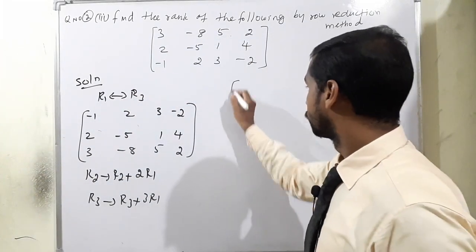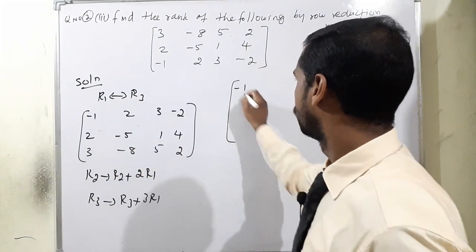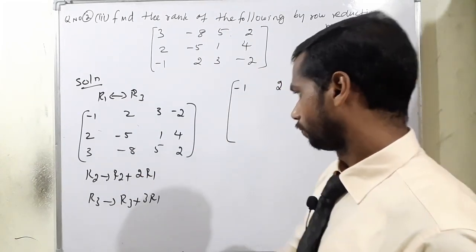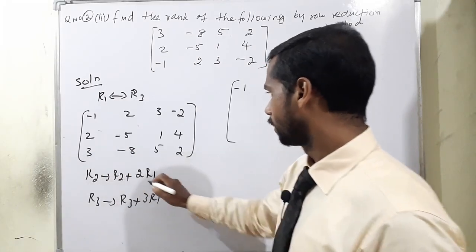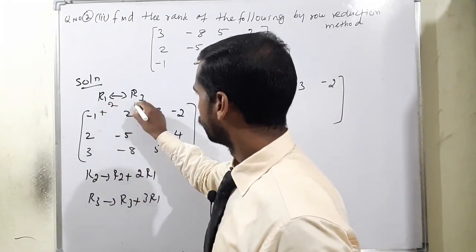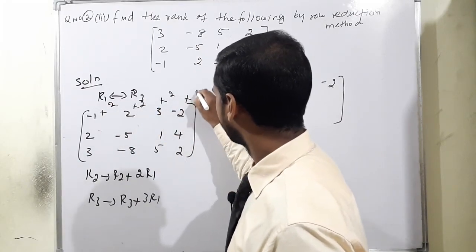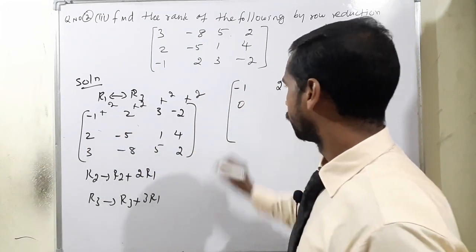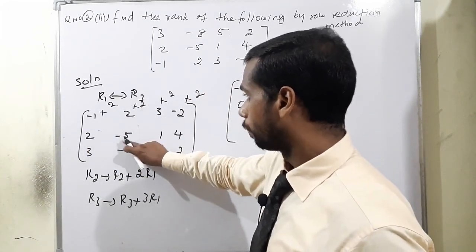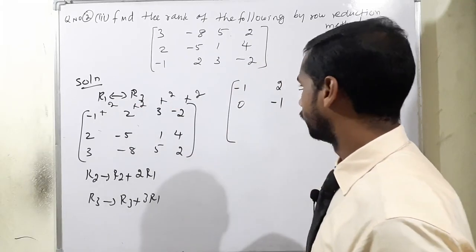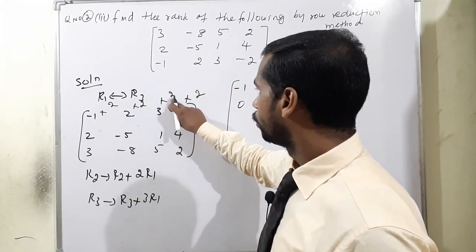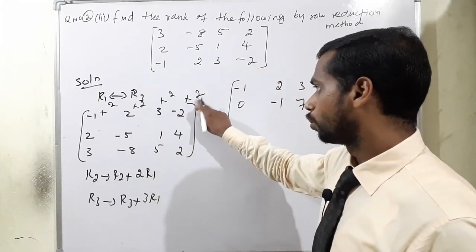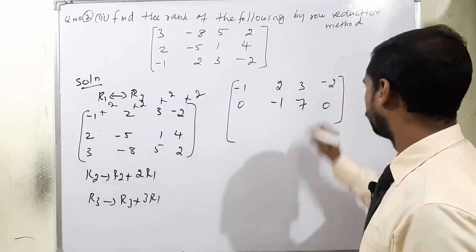So R1 as it is. What is our R1 term? Minus 1, 2, 3, minus 2. Now R2, what is the value? Each element of row 1 multiplied by 2: so 2 into 2, and minus 1 into 2 is minus 2. Therefore 2 minus 2 value will be 0. Next one: 2 twos are 4, minus 5 plus 4, minus 1. The next one: 3 into 2 is 6, 1 plus 6 value will be 7. Minus 2 into 2 is minus 4, 4 minus 4 means value will be 0.